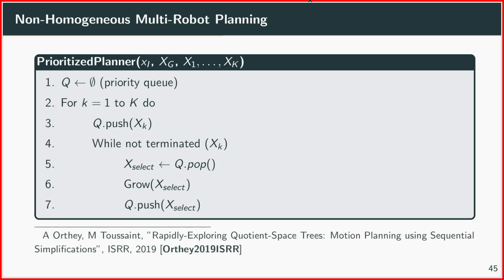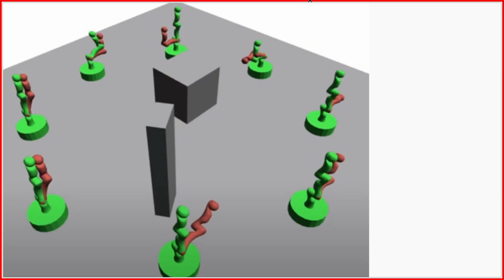Another approach is that you actually continue sampling. So you also iterate over all the spaces, but this time you have a priority queue, which is called Q. While you're not terminated on one of the spaces, you select one of the spaces from your queue, you grow it, and you push it back to your queue. This is something where you can actually prove that it's probabilistically complete, and you can also extend it to make it asymptotically optimal. So those are two ways we can do prioritized planning.